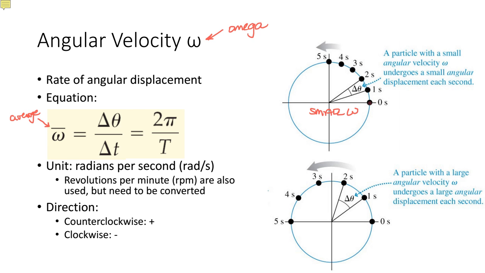You can see that in 5 seconds, it's only gone a quarter of the way around the circle. This second picture shows something with a large angular velocity. You can see that in 5 seconds, it's traveled farther, making it halfway around the circle. So you can see it's traveled a larger angular displacement in the same amount of time.